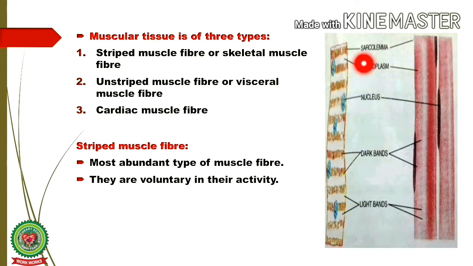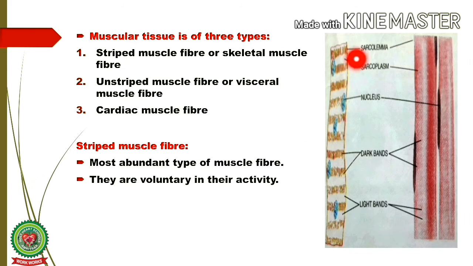These muscle fibers are bounded from the outside by an elastic but tough covering called sarcolemma. Here you can see sarcolemma is present. Bounded by the sarcolemma is a clear fluid called sarcoplasm. Here you can see sarcoplasm, which contains contractile fibrils called myofibrils. The myofibrils show alternate dark and light bands, giving a characteristic striped or striated appearance.